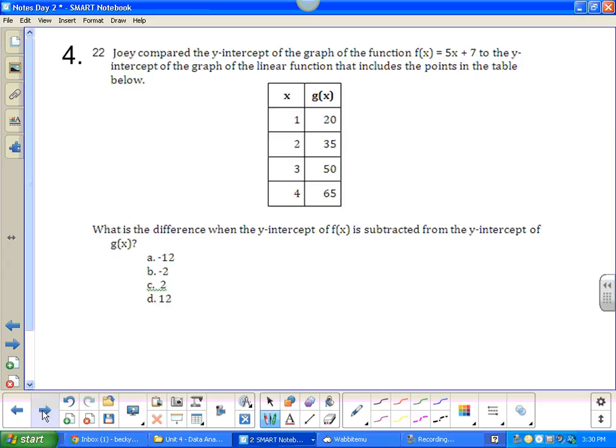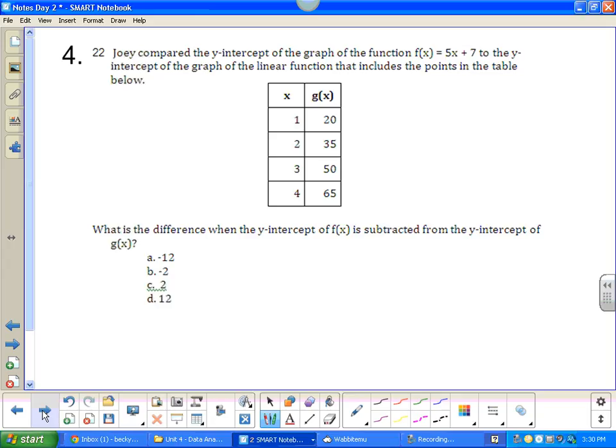Joey compared the y-intercept of the graph of the function f of x equals 5x plus 7 to the y-intercept of the graph of the linear function that includes the points in the table below. What is the difference when the y-intercept of f of x is subtracted from the y-intercept of g of x?